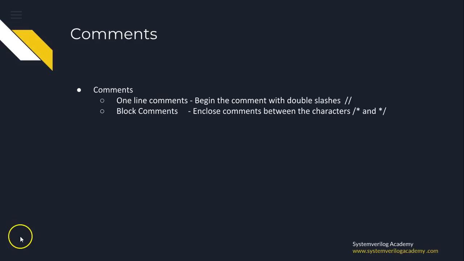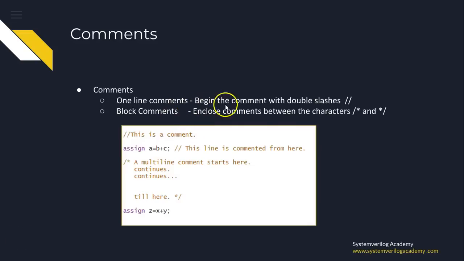Comments. Comments are lines which are not executed by the compiler, rather added to make the program more readable and maintainable. SystemVerilog comments are similar to those in C programming. You can comment a single line using two forward slashes, or multiple lines using /* and */.